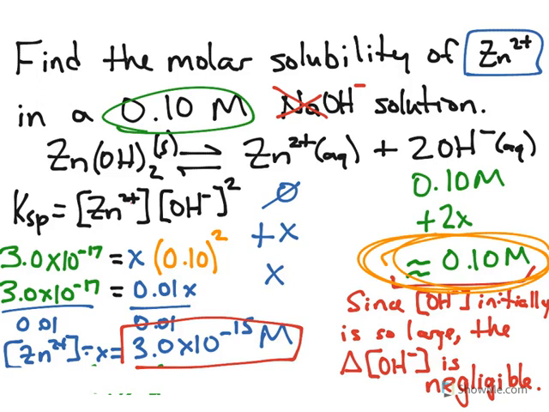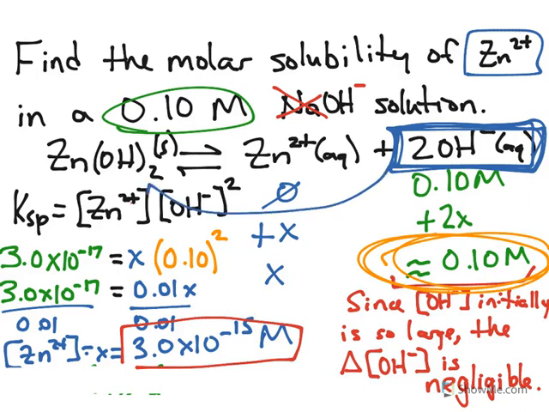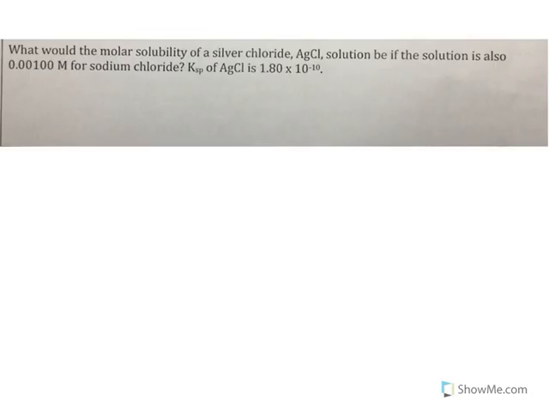The reason this is so much less soluble in this NaOH solution is because of the common ion effect. There was already some OH present in the solution, so that forces the equilibrium to favor the formation of the solid reactant, so far less of it's going to dissolve. That's just a prime example of the common ion effect. So let's look at a couple problems.